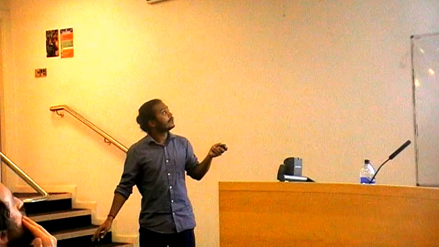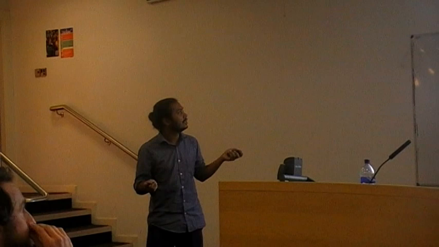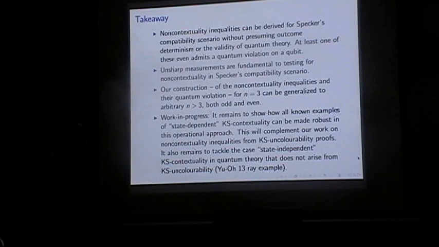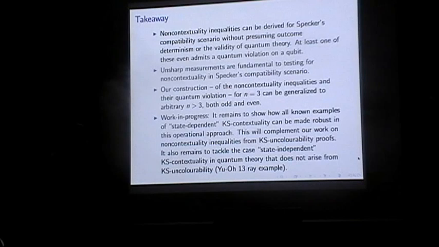Okay, so takeaway. Non-contextuality inequalities, we can derive from them for the Specker scenario. Unsharp measurements are fundamental to testing these. And all this is a work in progress. We need to show a lot more for the standard accounts, for example the Clauser-Horne account. There is an analog of it here, but I'm not sure whether the exact case will work. I think in an approximation it can be recovered, with some noise parameters added to the inequality, like the predictability parameter.